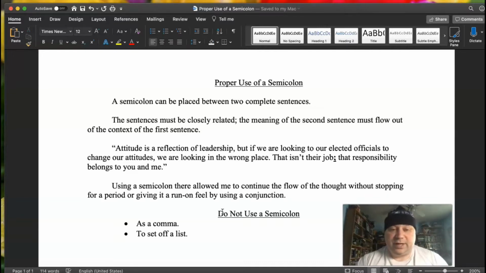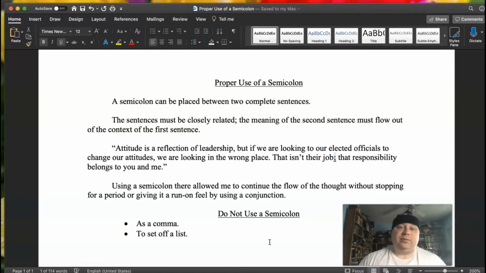A semicolon is half a winky face. It looks like this right here. Okay? A semicolon can be placed between two complete sentences. As you guys know, a complete sentence has a subject, a verb, and expresses a complete thought. The sentences must be closely related. In other words, the meaning of the second sentence must flow out of the context of the first sentence.